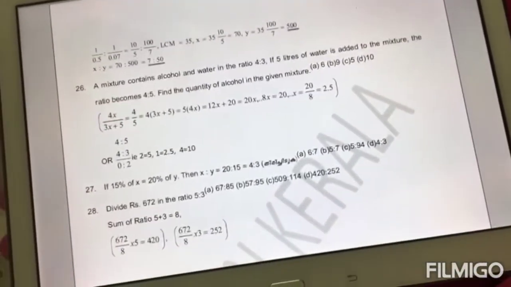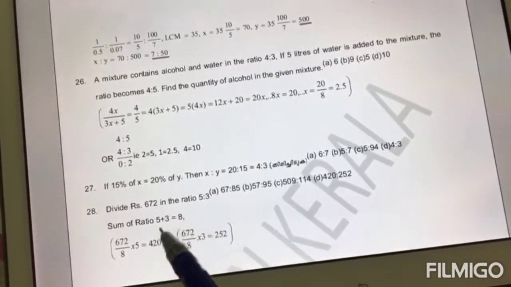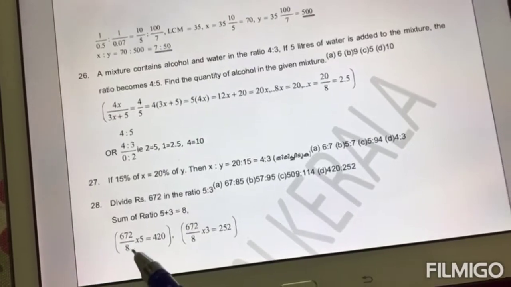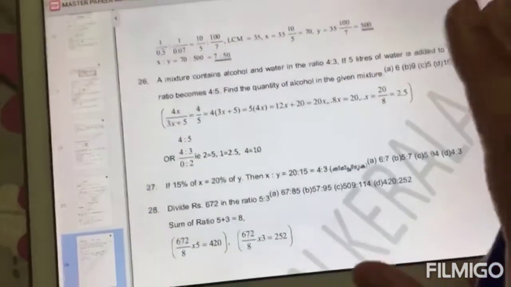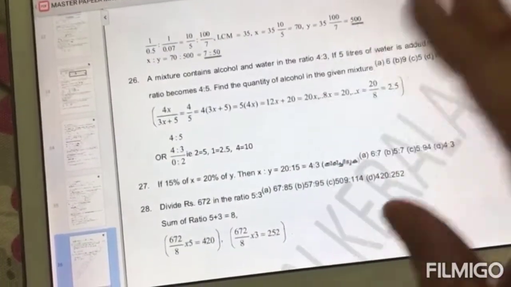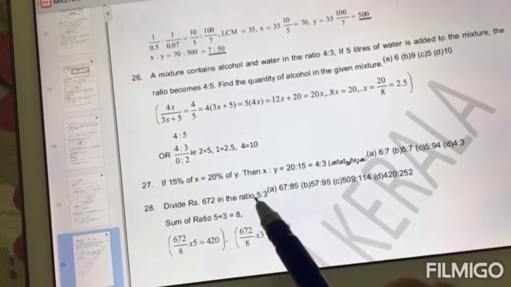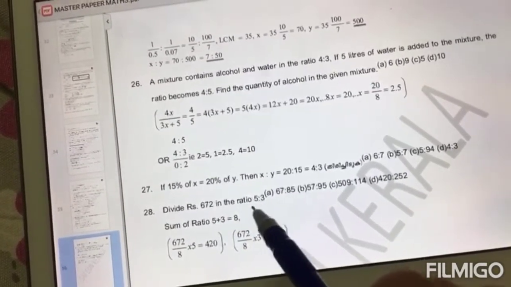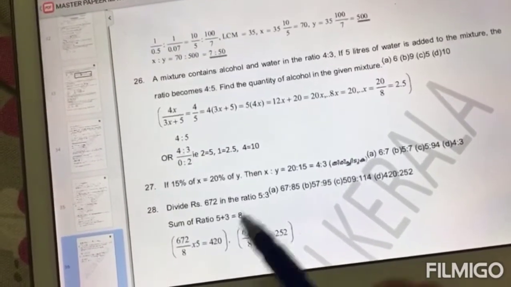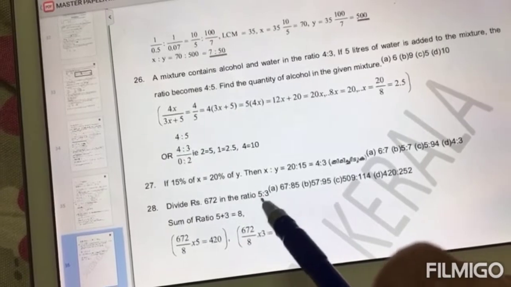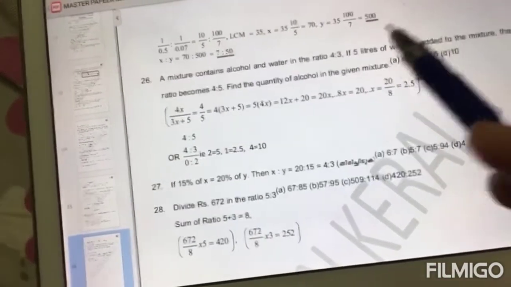Suppose the ratio was 1 is to 1. That means how would you divide it? It would be 1 by 2 into 672 and again 1 by 2 into 672. So 1 is to 1 means equal. So we're dividing 672 equally, but here it is 5 by 3. So whenever they say divide it in this ratio, first find the sum. Put this as the consequent. Remember what is consequent? Denominator, and this will be the antecedent, which is the numerator. So 5 by 8 into 672 and similarly 3 by 8 into 672.